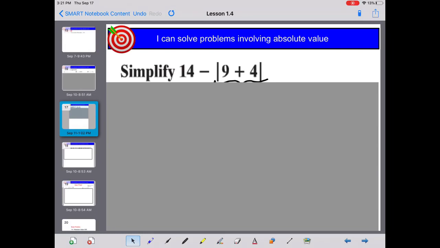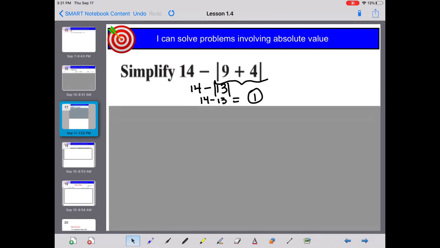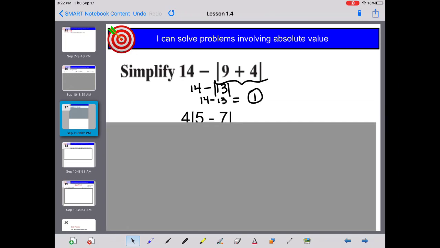The first thing that you're going to do to solve this, 14 minus the absolute value of 9 plus 4, is to solve what's in that grouping symbol first. 9 plus 4 is 13. So you end up with the absolute value of 13. How far is 13 from 0? It's 13 units. So 14 minus 13 equals 1.